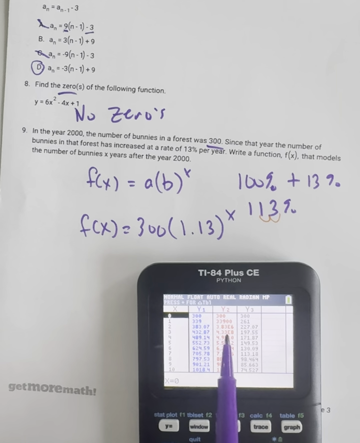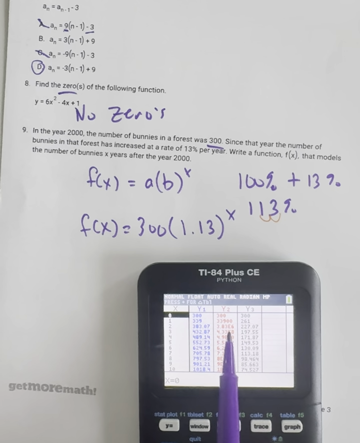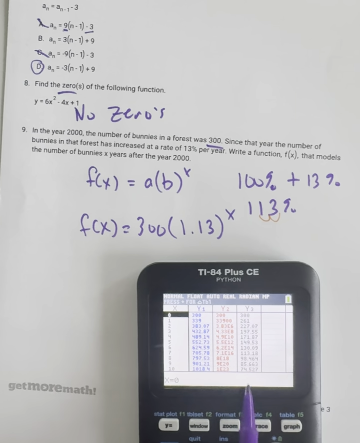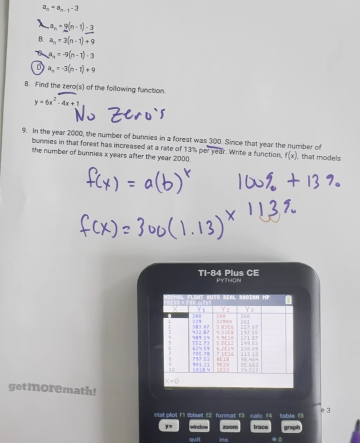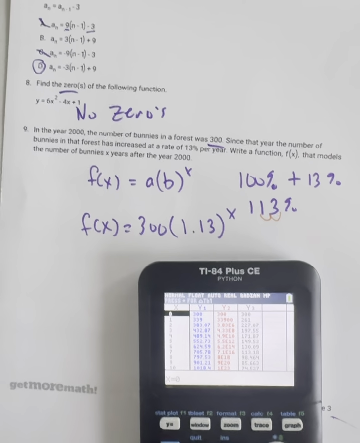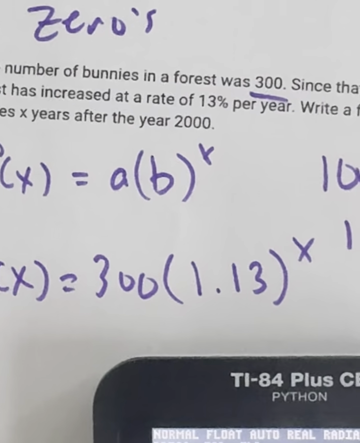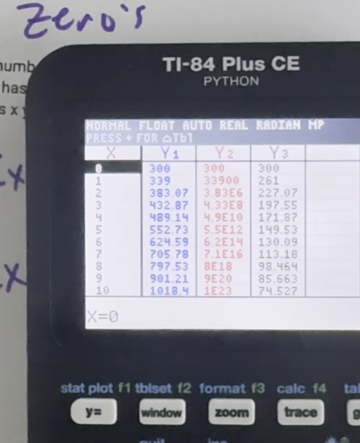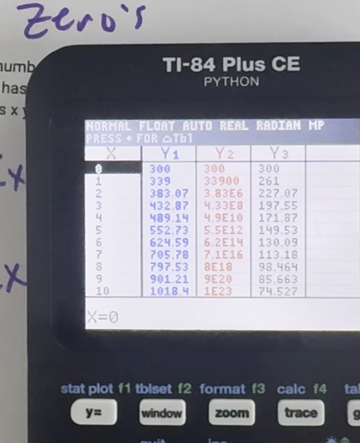Now look at your table. If you didn't move the decimal, you have 33,000 bunnies. That's a lot. And then, of course, if you subtract it instead, you're going down instead of increasing. So the table gives you an idea if your equation makes sense. So be sure to put it in y equals, look at your table and check it.